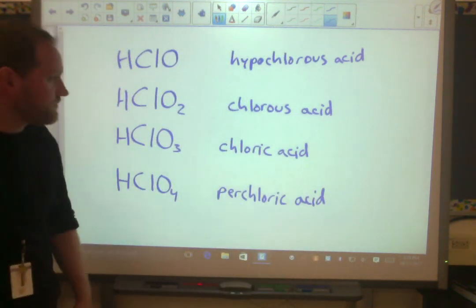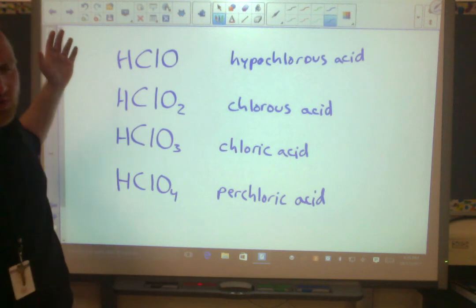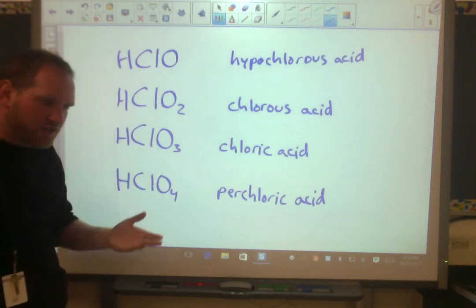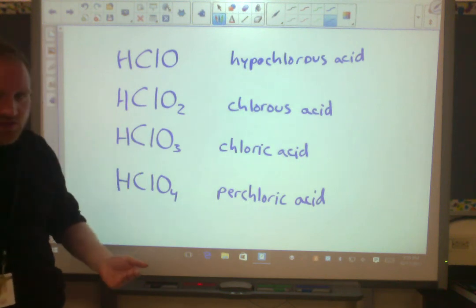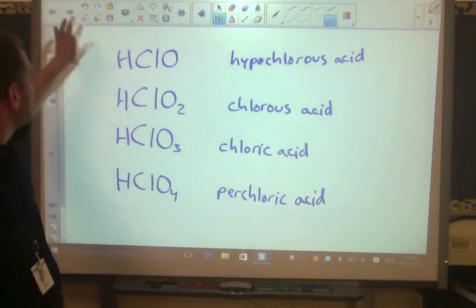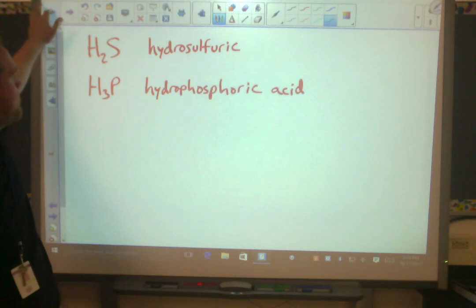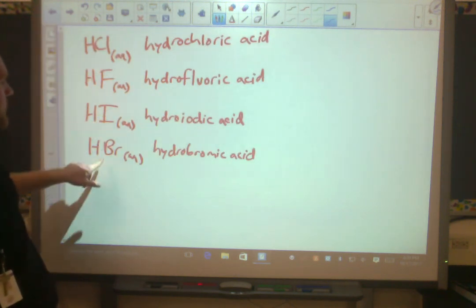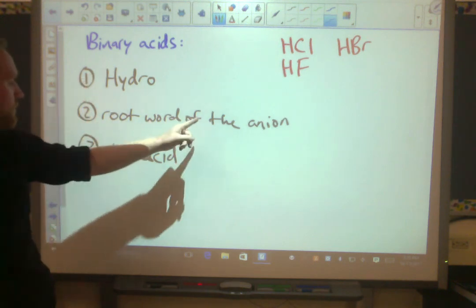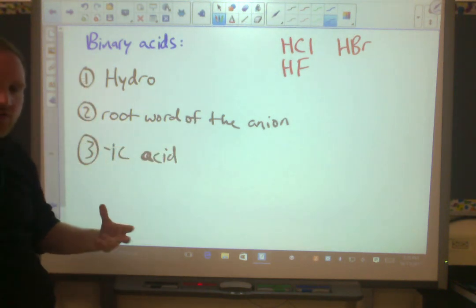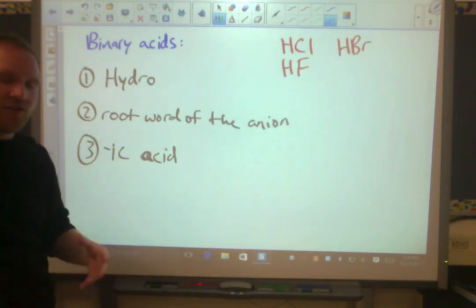So those are the rules. For your oxyacids, which are the polyatomic ions that contain oxygen, which is most of your polyatomic ions, it's ate-ic, ite-ous, no hydro. For binary, which is when it's just two elements like this, hydrogen and one other element, the rule is hydro, then the root, and then ic acid. And use hydrochloric acid, which you all know, as kind of your template.